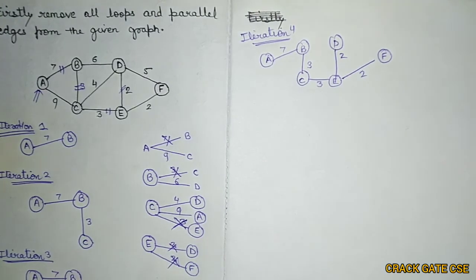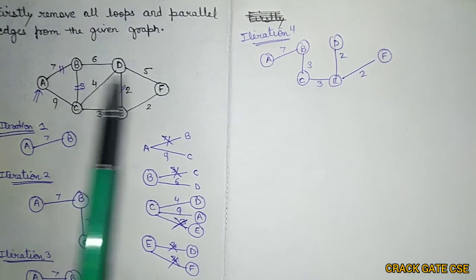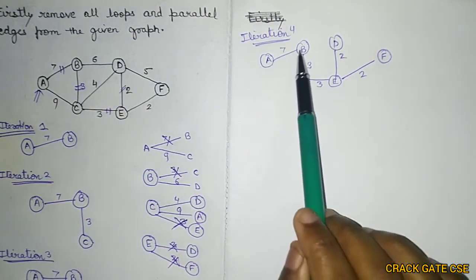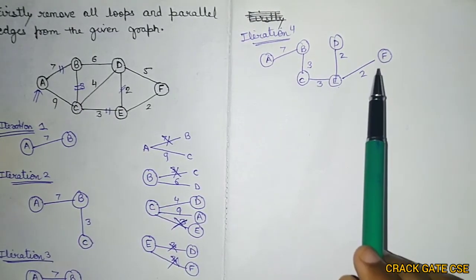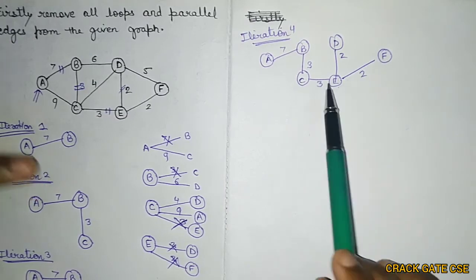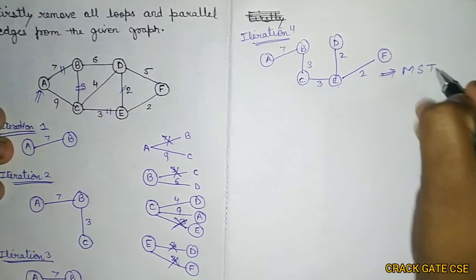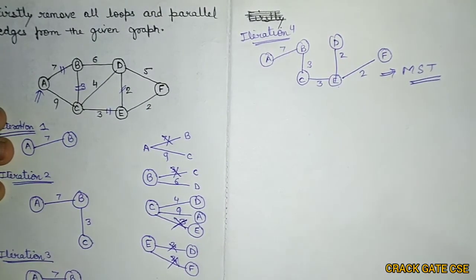Now every time we have to make sure that all vertices have been connected. We got a connectivity with all vertices. So here you can see that A, B, C, D, E, F. And here also you can check that A, B, C, D, E, F. That means all the vertices are connected now. So this is our final minimum spanning tree.